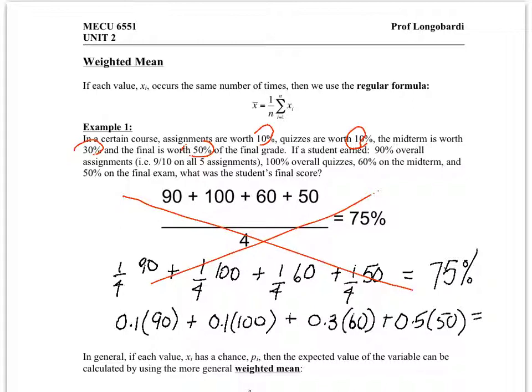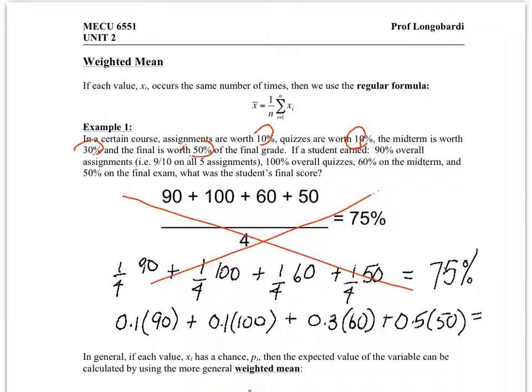I could represent the weights as percentages or decimals like I did here, or as fractions here. The point about the weights is, however you represent them, they should total 100% or 1. In this case they do. 10, 10, 30, and 50 make 100% or 1.